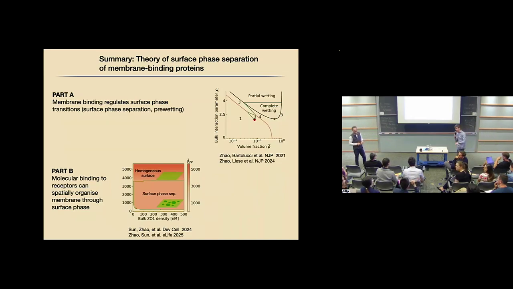So another question over here. In the experimental images of the ZO1, I saw some domains. I don't know if they're exactly phase separated, circular domains, because they look kind of percolated. I don't know if it's related to any heterogeneity in the receptors, or is it a phase separation?